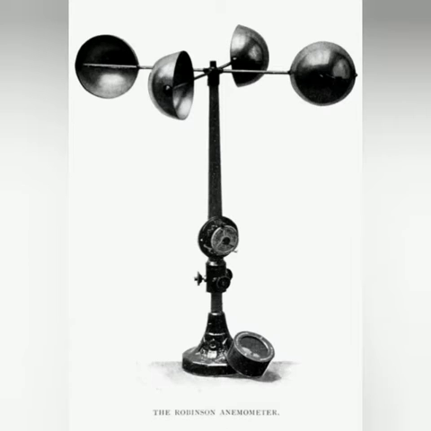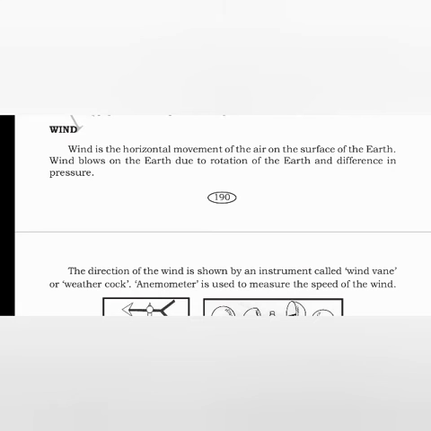Now, what is the meaning of wind? Let us learn about the meaning of wind. Yes, children. Wind is the horizontal movement of air on the surface of the earth.